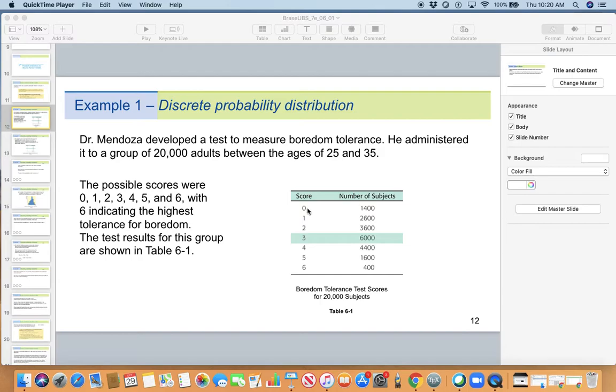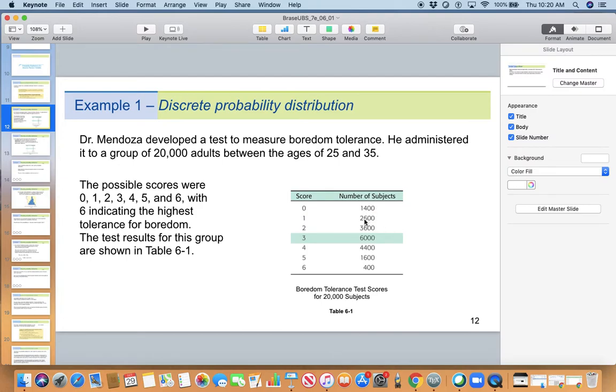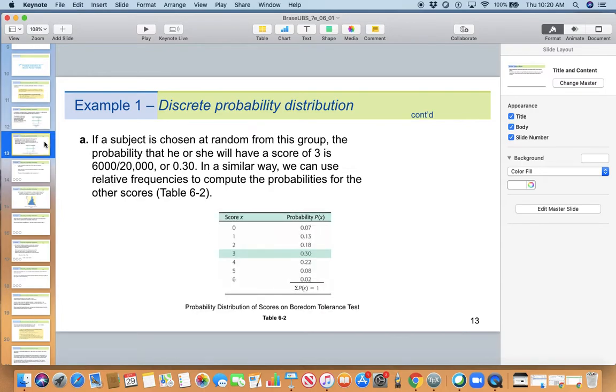Now, for each score, this is a discrete random variable because notice you have only 7 numbers, from 0 until 6. For each number, you are listing out the number of subjects. Number of subjects is not probability, it is simply frequency. Now, when I take relative frequency, that is each of these numbers divided by the total number of people studied, then you have the probability distribution.